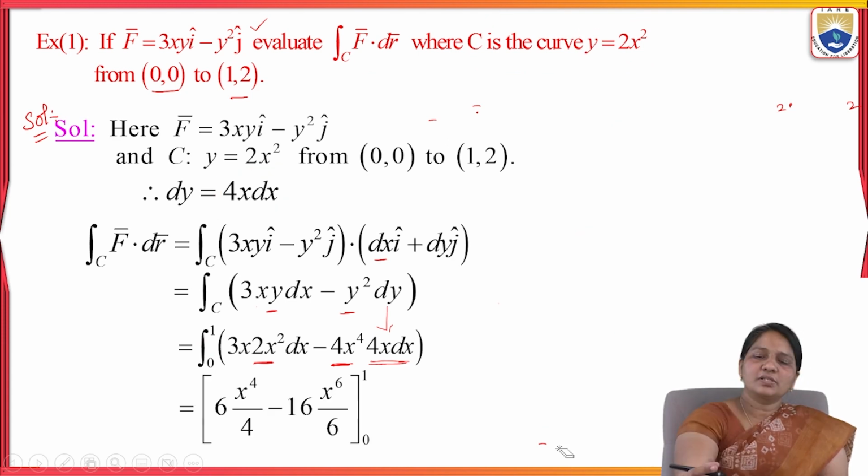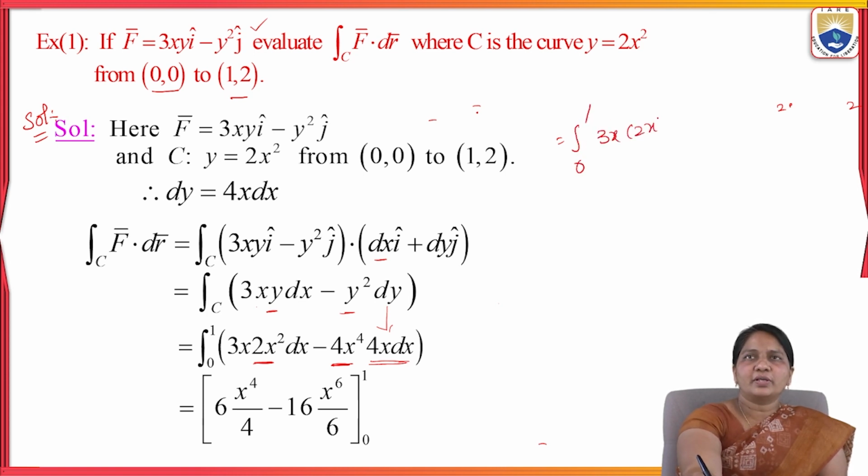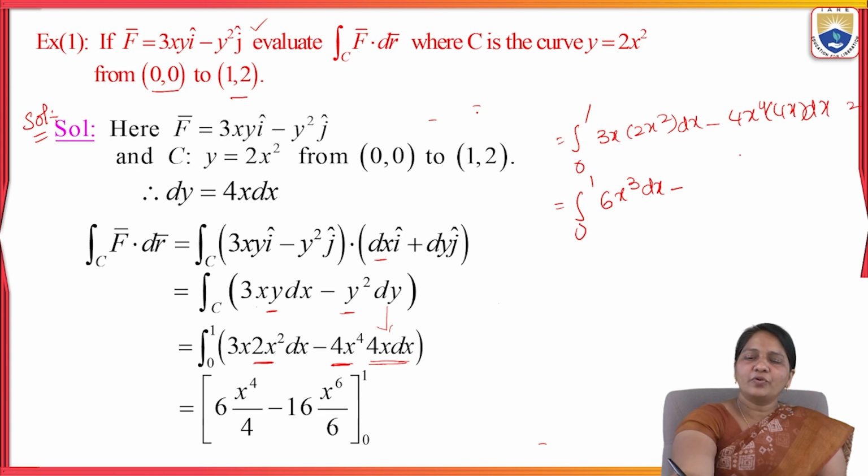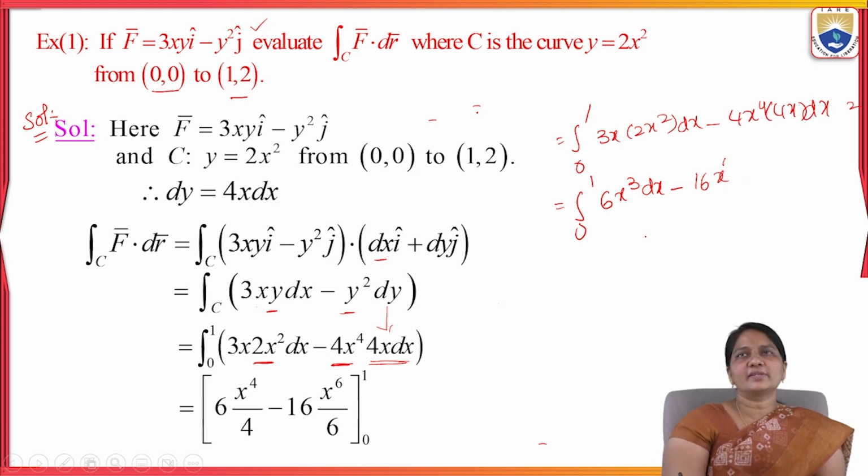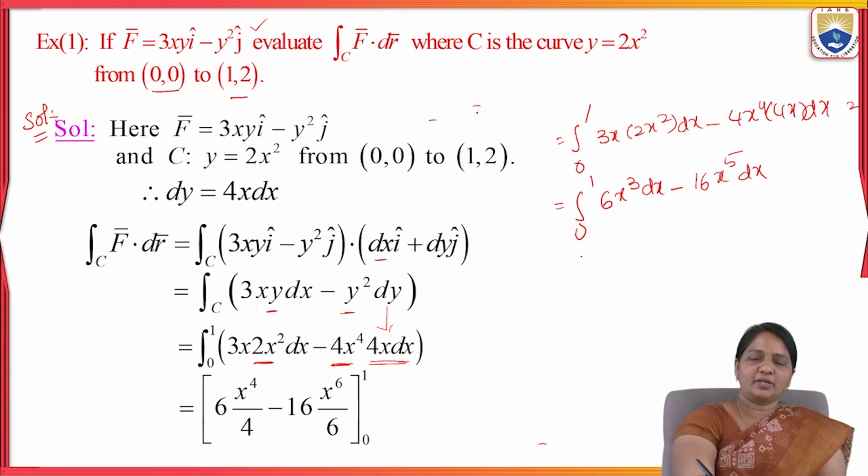Now I am simplifying this. The integral from 0 to 1 of 3x into 2x square dx minus 4x power 4 into 4x dx. So the integral from 0 to 1 of 3 times 2 is 6, x into x square is x cube dx, minus 4 into 4 is 16, x power 4 into x is x power 5 dx. Now I can integrate separately. 6 is a constant, so I can take it out.